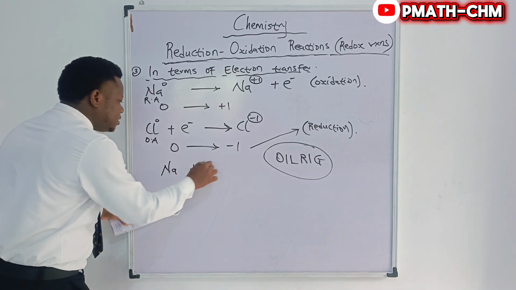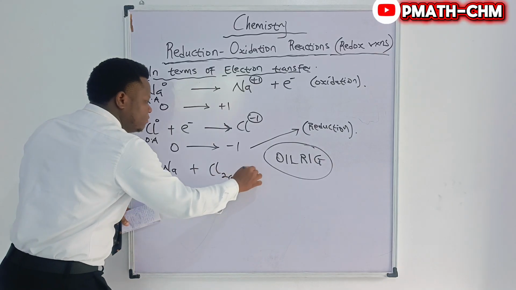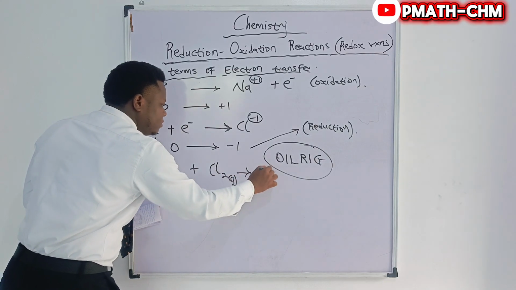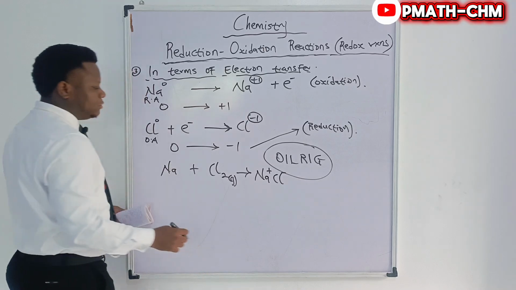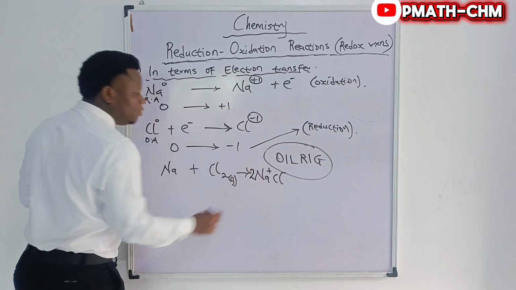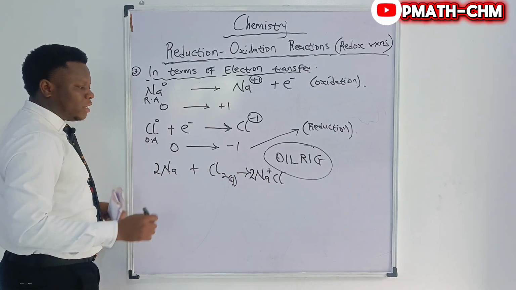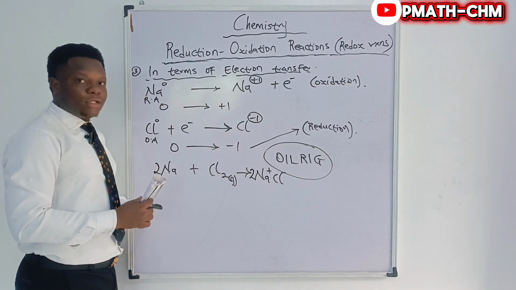Sodium combines with chlorine. Remember, chlorine gas is diatomic, to give us sodium chloride. So this equation is not balanced. To make chlorine balanced, I'll place a 2 here. And then this is 2 sodium, so I place a 2 over here. So this becomes your balanced equation.